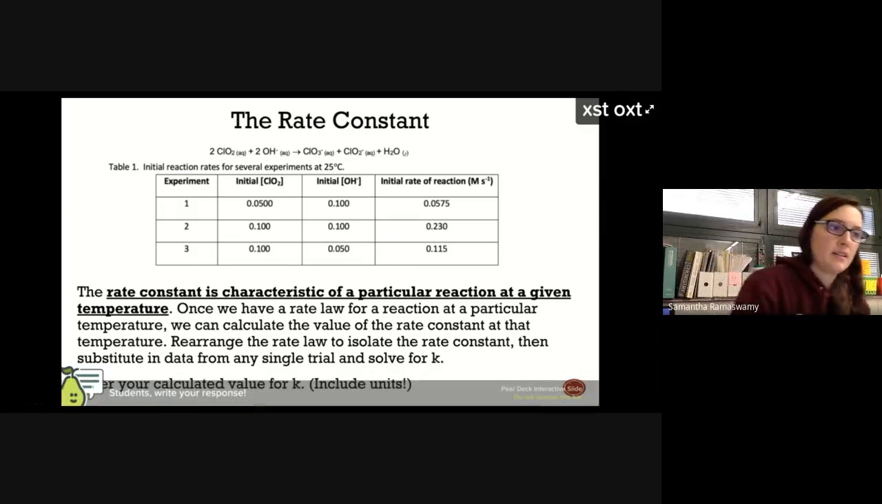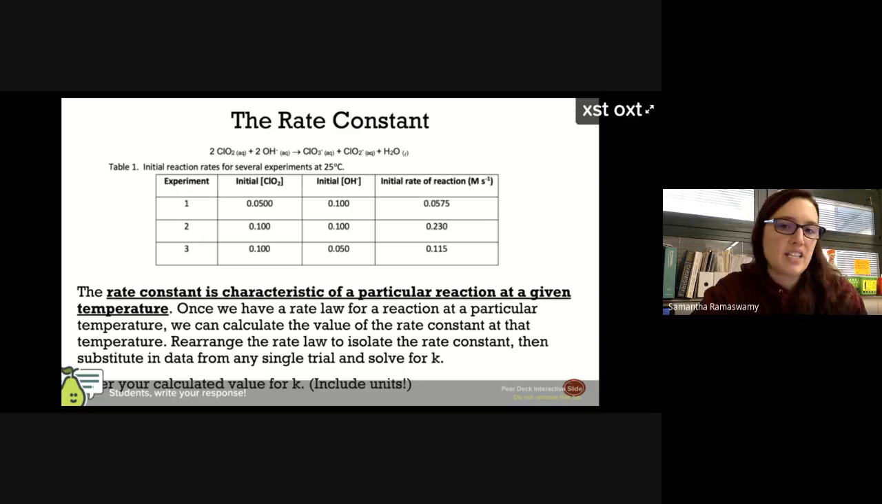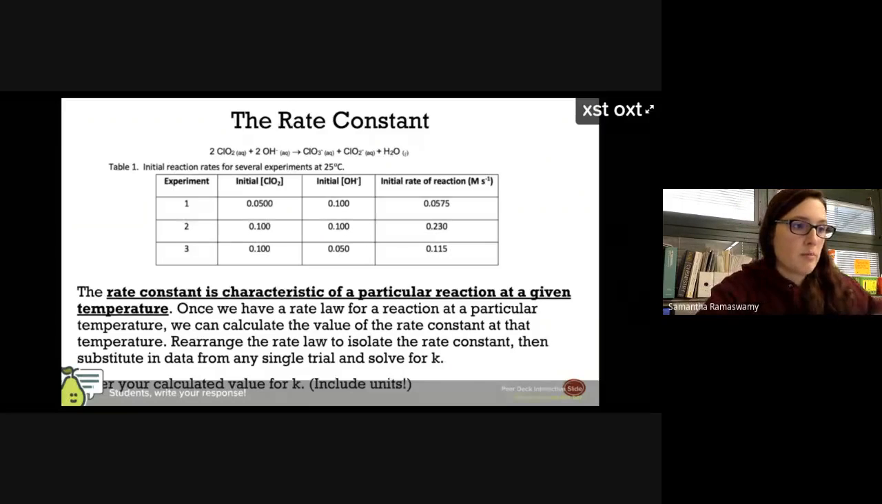So I'll give you a second. I want the value and the units for K. Remember, you're using the rate law. You need to make sure that you're using that rate law that we just wrote. Rate equals K times the concentration of ClO2 squared times the concentration of OH minus.